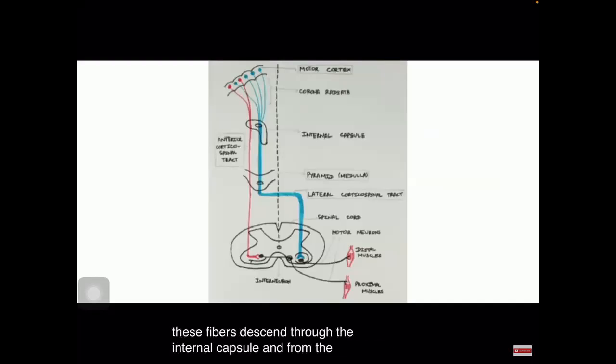These fibers descend through the internal capsule, and from the internal capsule they reach the medullary pyramid. From the medullary pyramid, you can see that the blue line decussates, that is, they cross to the opposite side, and they descend below as the lateral corticospinal tract, whereas the red line does not cross the midline but descends ipsilaterally on the same side to reach the spinal cord. But after reaching the spinal cord, the anterior corticospinal tract decussates to the other side with the help of an interneuron, and then they supply the muscles.